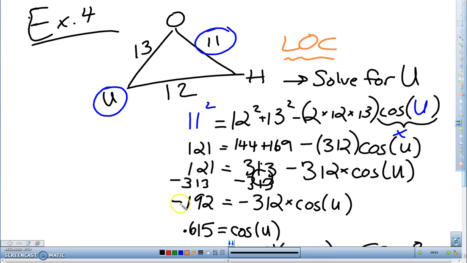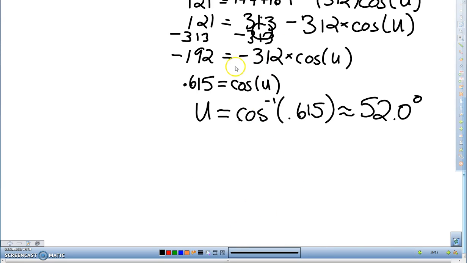When I do that, I get negative 192, and this term keeps its negative sign. Then to get u by itself, I'll divide by negative 312. Negative divided by negative gives a positive 0.615 equals my cosine of u. When I divided by negative 312, that went away, leaving just my cosine of u.